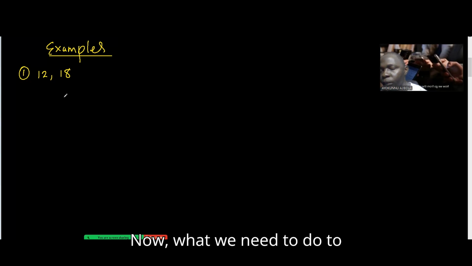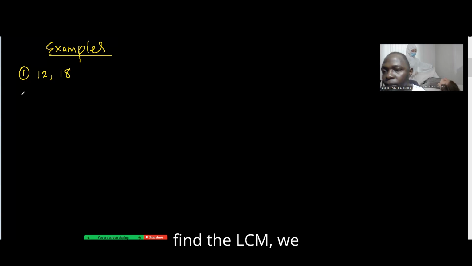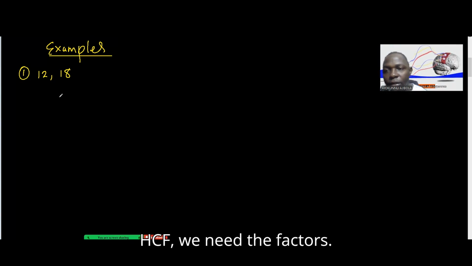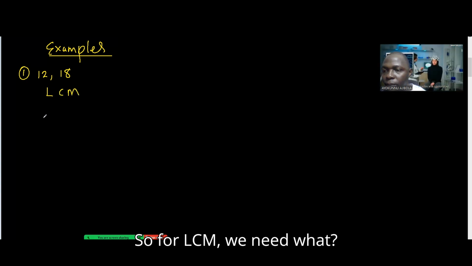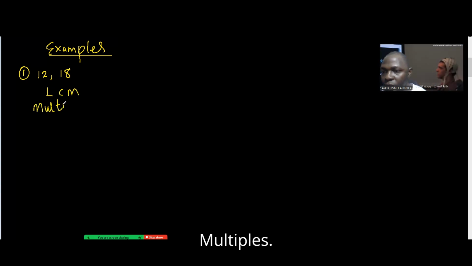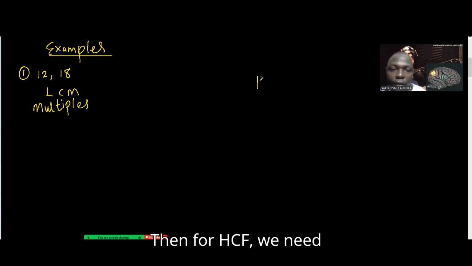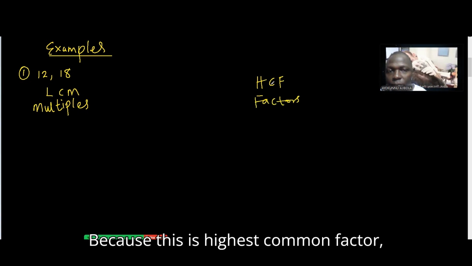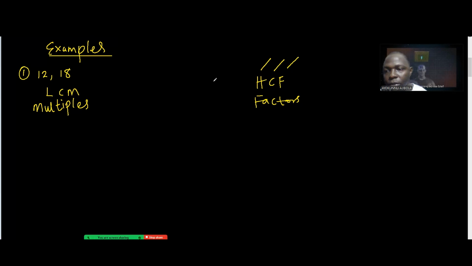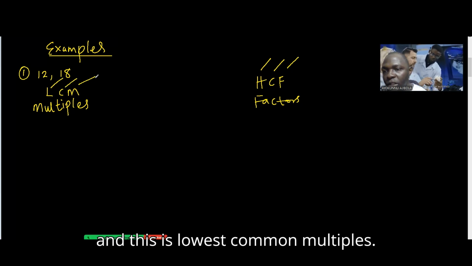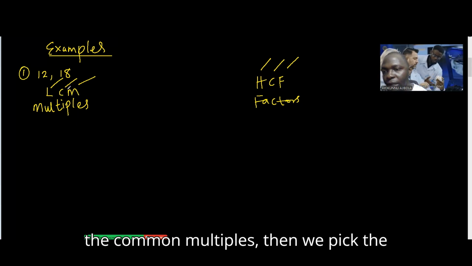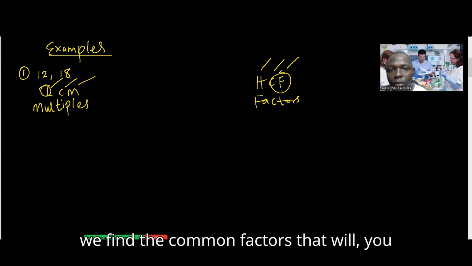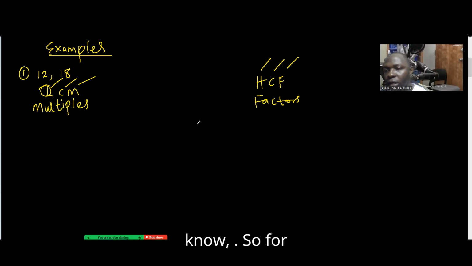Now, to find the LCM, we need the multiples. And to find the HCF, we need the factors. So for LCM, we need multiples, and for HCF, we need factors, because this is highest common factor and this is lowest common multiple. When we get the multiples out, we find the common multiples, then we pick the lowest. When we get the factors out, we find the common factors, then we pick the highest.